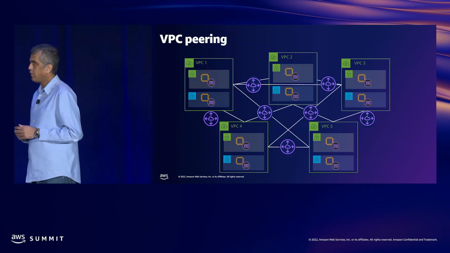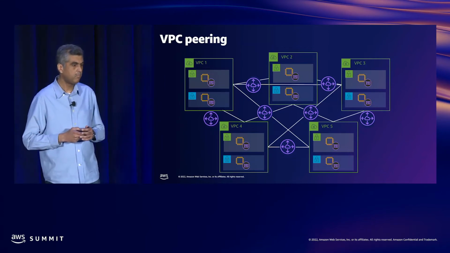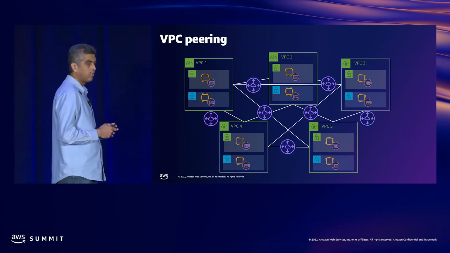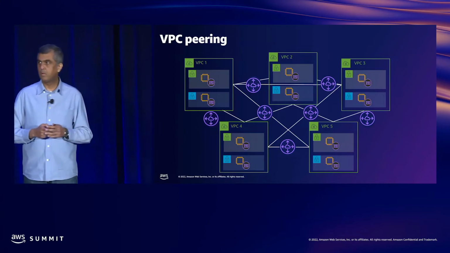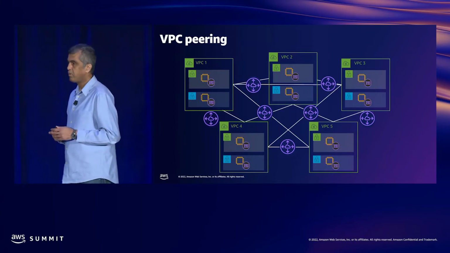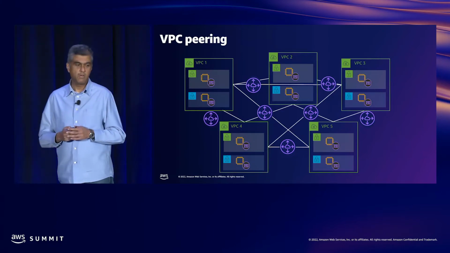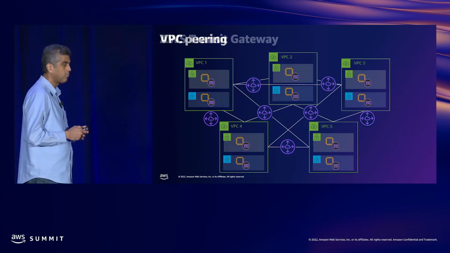This is all well and good if you have a handful of VPCs, but what if you have tens or hundreds of VPCs in a region, or across regions, as you build your global network? VPC peering from an operational perspective can be a bit of an overhead to maintain and manage, with all these full mesh peering connections. So how do we solve this problem?